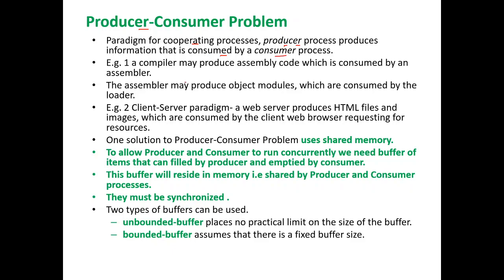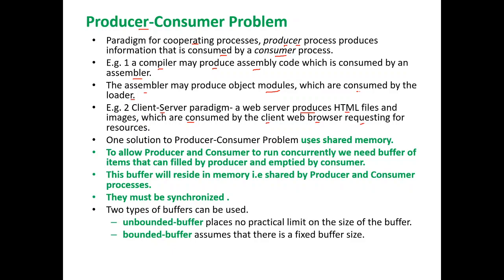So two examples we will discuss over here. A compiler may produce the assembly code which is consumed or used by the assembler. The assembler may produce the object module which may be used or consumed by the loader. Another example is the client server paradigm. A web server produces the HTML pages or the files or the images, and these will be consumed by the client web browser requesting the resources. So these are the examples related to the producer consumer problem.